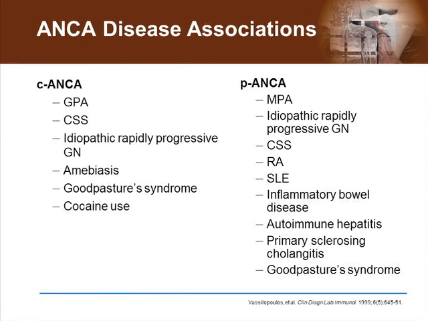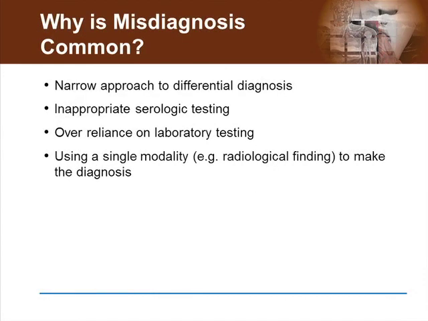The P-ANCA positivity, again, is much less specific, and although it can be associated with the primary systemic vasculitic diseases, it is also known to be associated with rheumatoid arthritis, lupus, inflammatory bowel disease, and many other disorders. So why is misdiagnosis of vasculitis common? Converse to what we talked about in the delay of diagnosis of vasculitis, where vasculitis is considered too late in the differential, the possibility for misdiagnosis increases when vasculitis is considered to be the only diagnosis.